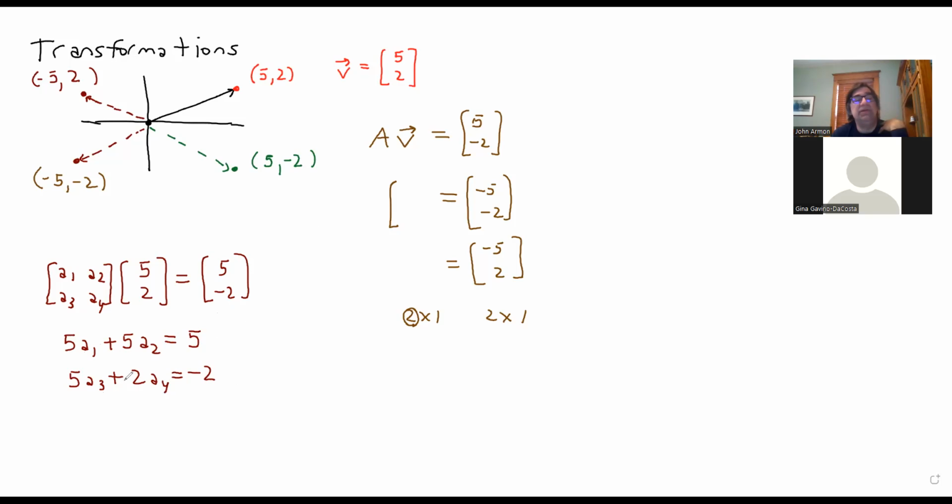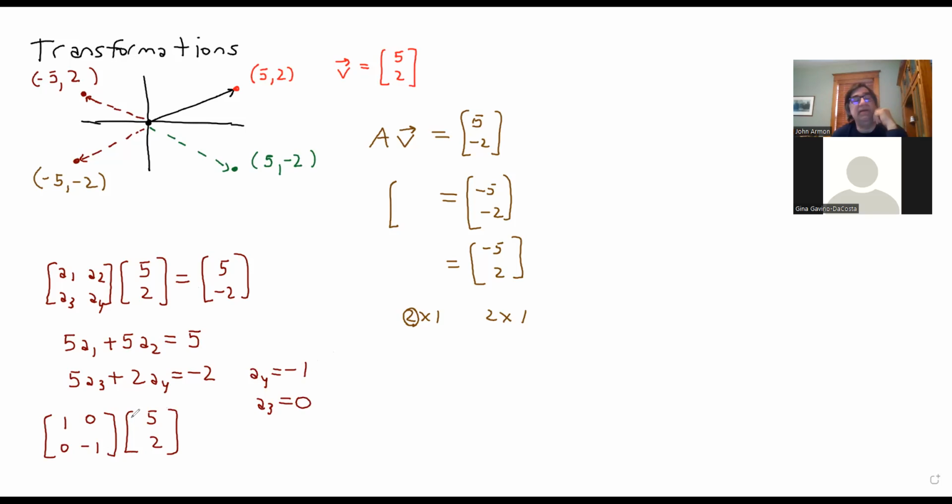Here, however, I think we're stuck. A3 has got to be 0. The only way to get a -2 here is to make A4 equal to -1. So let's try this. A4 is -1. A3 is a 0. One of these is going to have to be 1 and the other one's got to be 0. So if we want to be consistent here, let's see if this is going to work. Let's put the 0 here and the 1 here. And let's see if that's actually going to work.